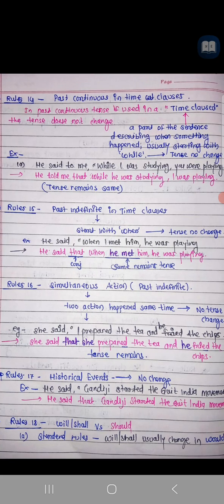Start with when. So at that time: He said, when I met him, he was playing. This means the first clause is past indefinite tense, it happened in the past, and the second clause is past continuous.